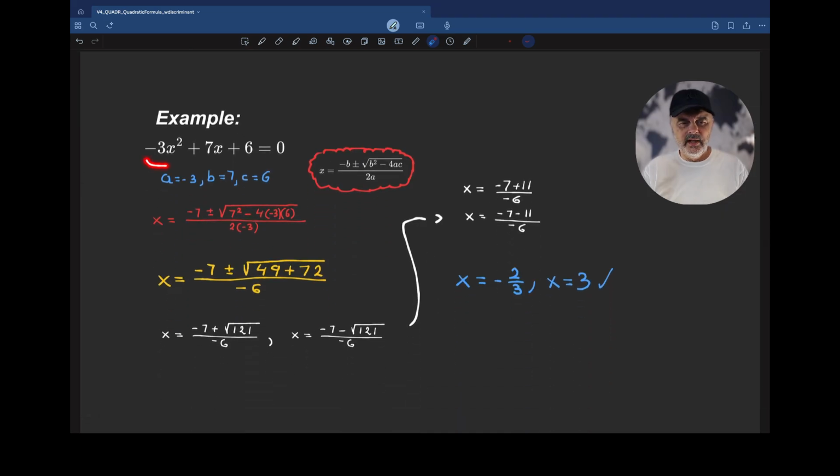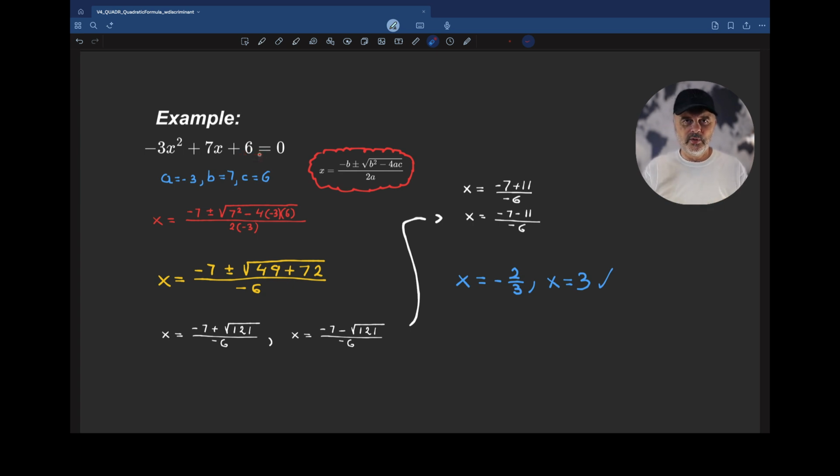Next example. You have a coefficient a with a negative sign. That creates a little bit more challenge when working with the quadratic formula. Coefficients b and c are both positive, and we have no greatest common factor.